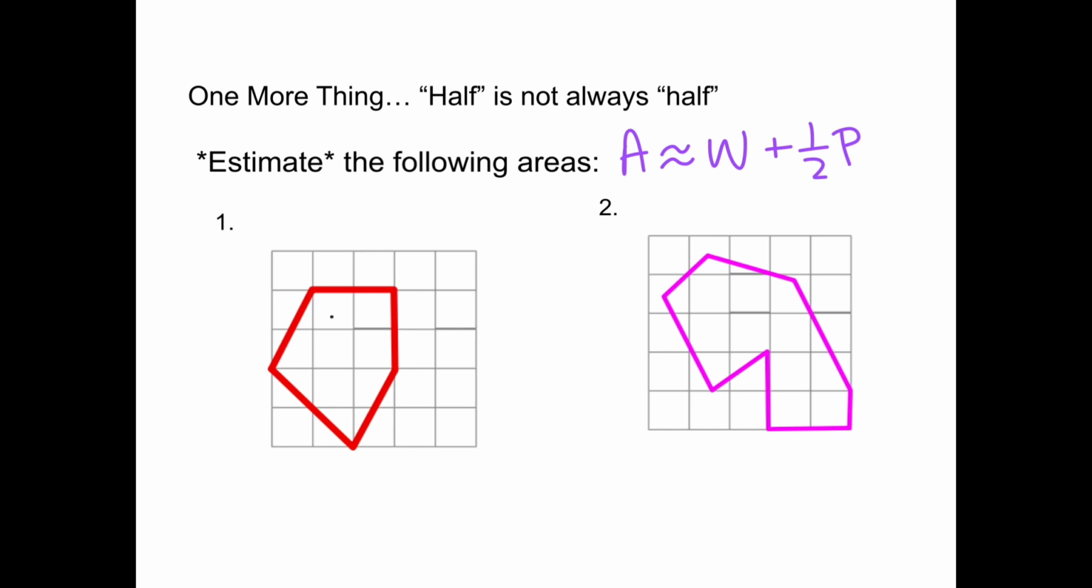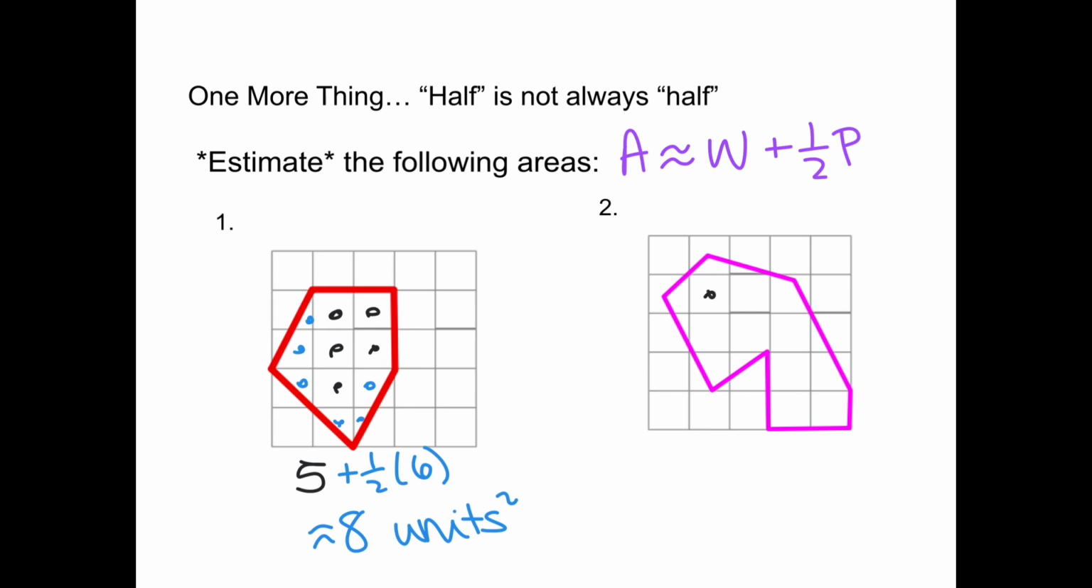So I'm just going to start with the wholes first. In this one, 1, 2, 3, 4, 5. So I see 5 wholes, and then there's 1, 2, 3, 4, 5, 6 partials. So it's 1/2 times the number of partials. That's going to end up being 8 units squared. And please understand, we're not going to do this every single time, but that is an estimate or approximate.